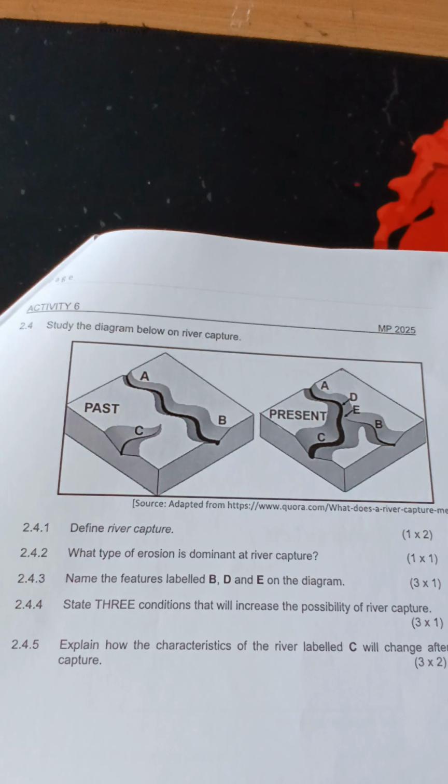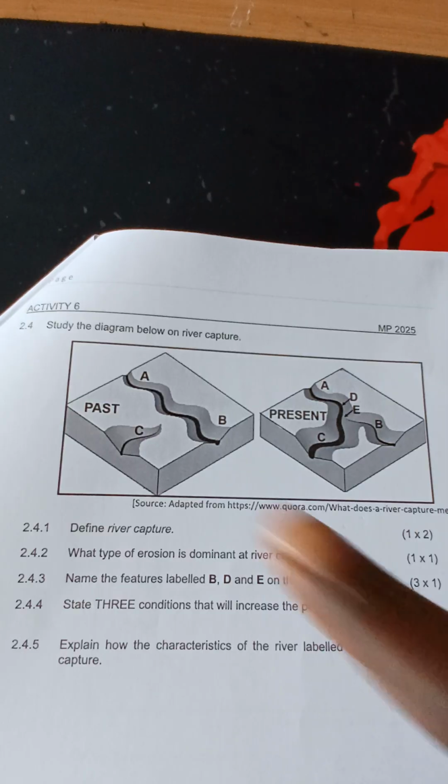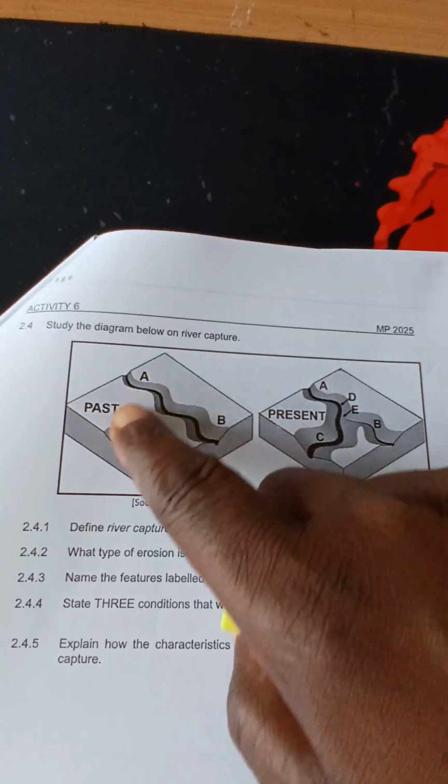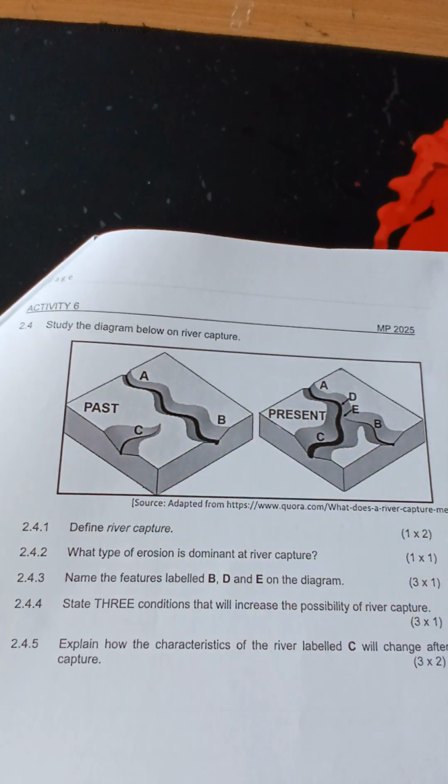I prefer the word captures. This is when a more energetic river captures the headwaters of a less energetic river. Some might prefer "steals", but I prefer captures. It sounds more geographical. This is when the headwaters of a more energetic river, which is our C, captures the headwaters of a less energetic river. Then the next question: what type of erosion is dominant at river capture?